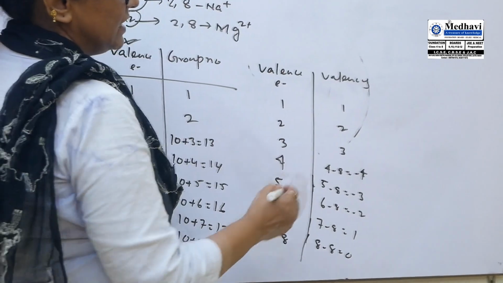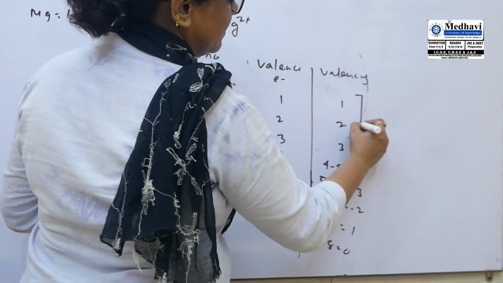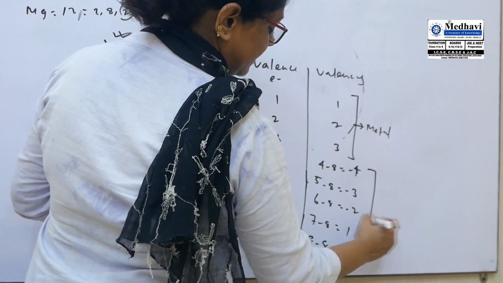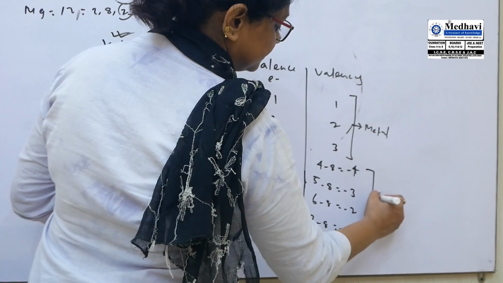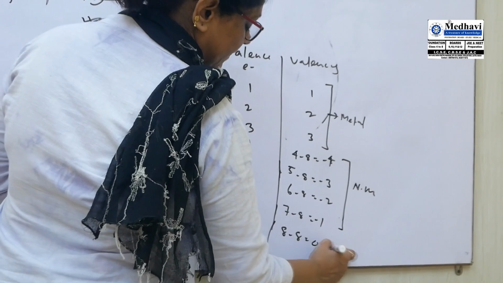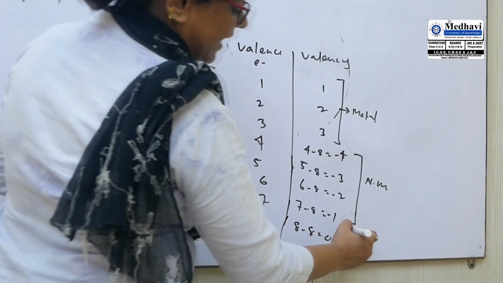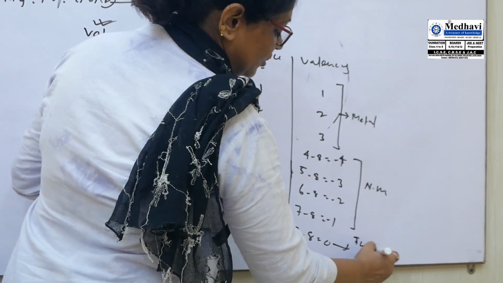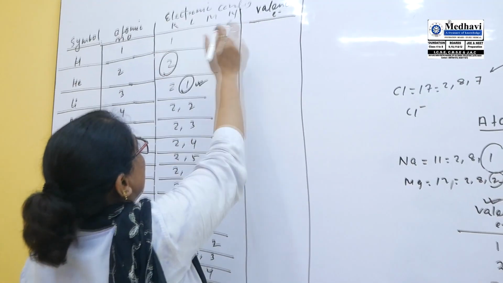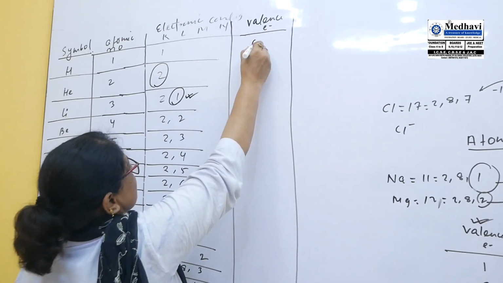So here we see that some valencies are positive, they are metals. Some valencies are negative, they are non-metals. And if the elements are showing zero valency, they are inert. They are zero group elements or inert gases. So here we will fulfill the concept.